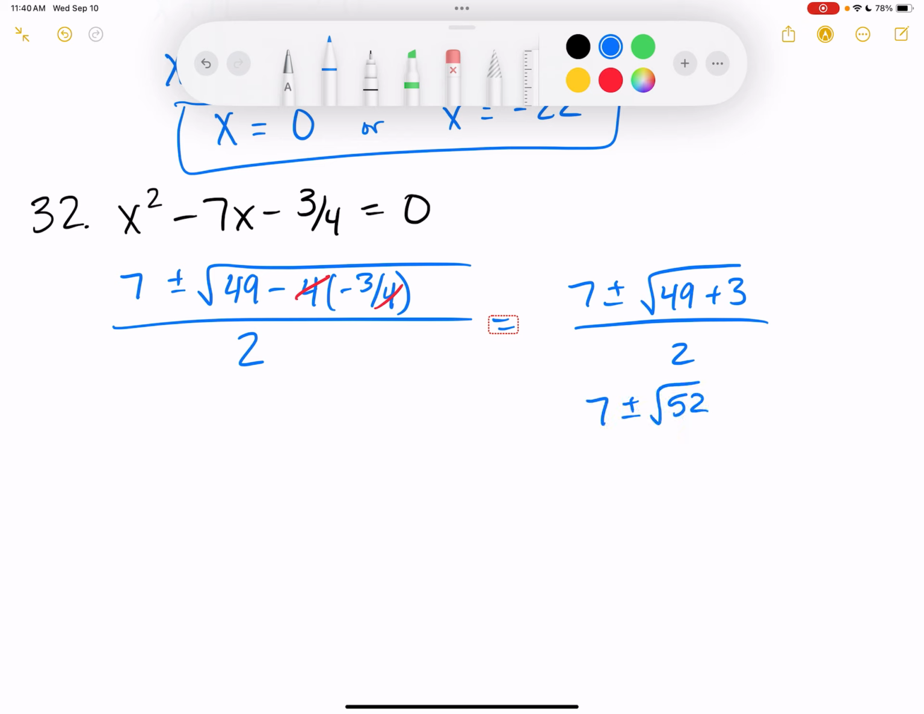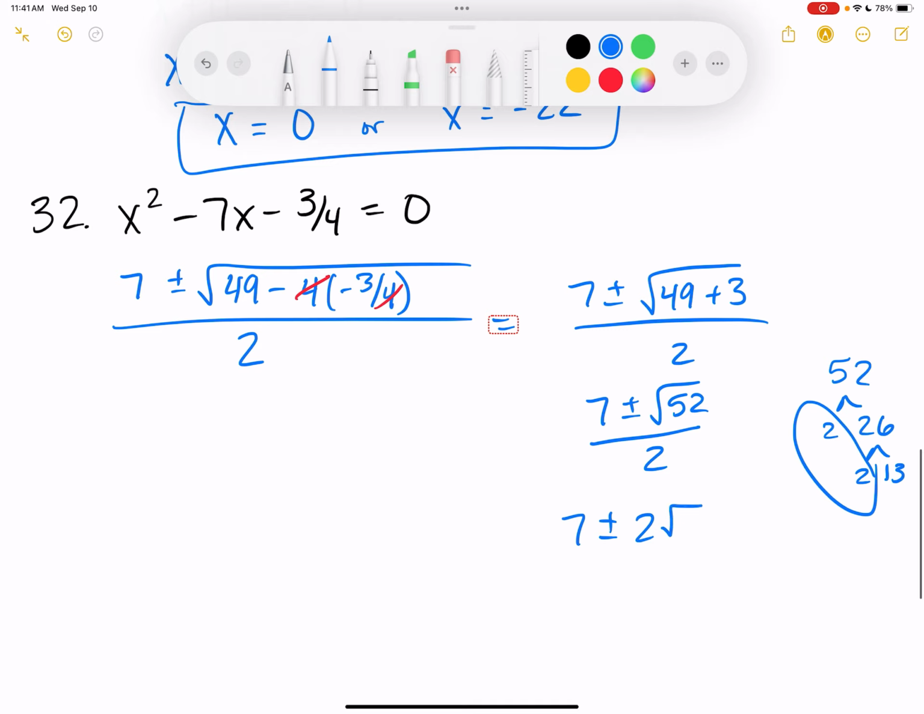If you leave it there, that's fine, but can we break this down? Yes. 52 breaks into 2 and 26. 26 is 2 and 13. So I can take out a 2. So 7 plus or minus 2 root 13 over 2, and that would be my answer.